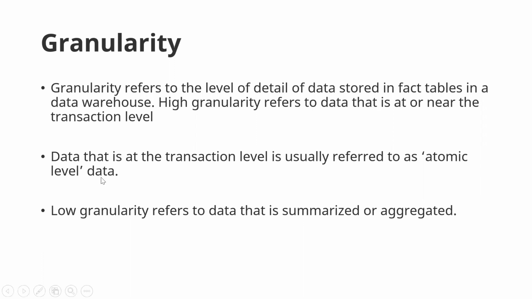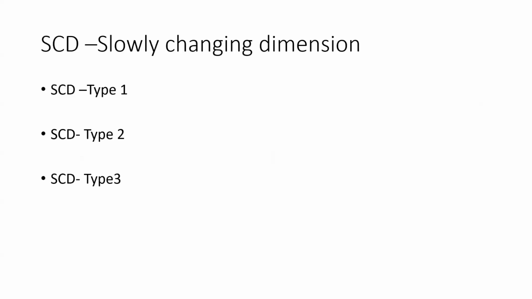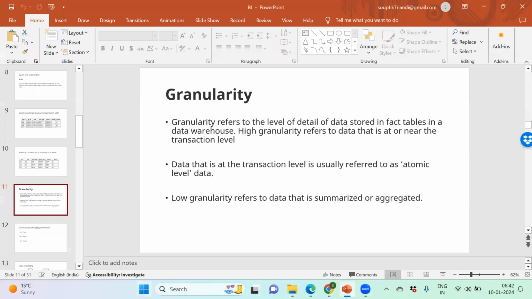And this is very high granularity. And low granularity means we are summarizing the data, using some aggregation. We are not putting all the data at the transactional level. Rather, we are summing it up and putting that in the fact table. Then it's low granularity data. Okay, let me go ahead with an example over here. Then I think it should be understandable.